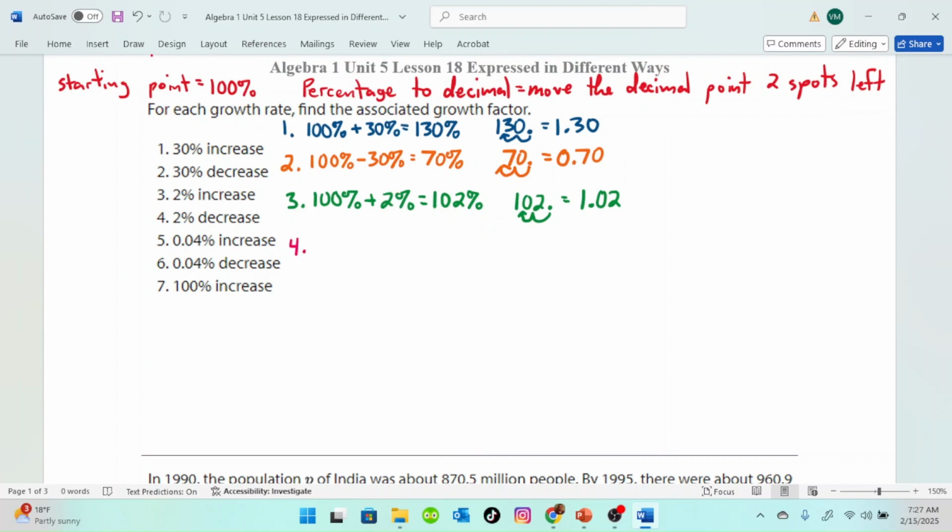Number 4, we have a 2% decrease. So we have our original 100%. This time we're going to subtract 2%, and that leaves us with 98%. Well, the decimal would be after the 8, so we're going to move it 2 spots to the left, and our growth factor becomes 0.98.